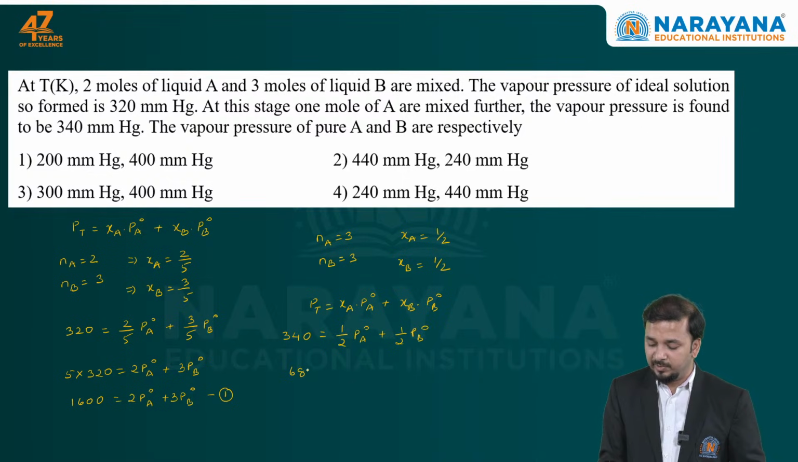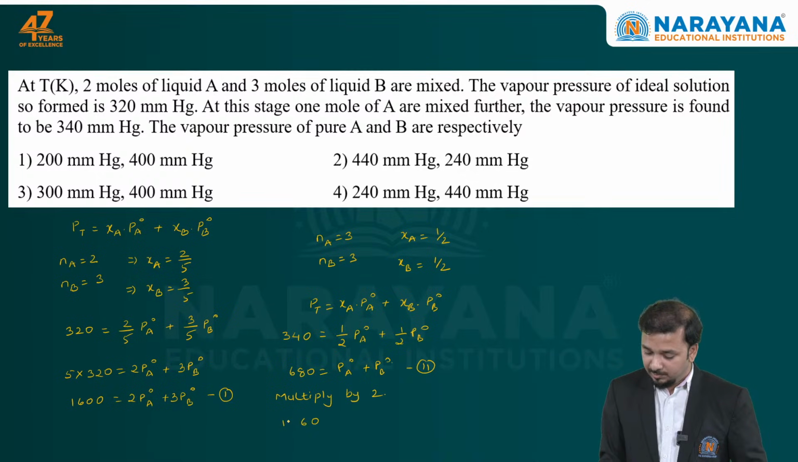So we'll get 680 is equal to Pa naught plus Pb naught. So this is equation 2. Now if I solve using equation 1 and equation 2, what we can do is multiply this by 2. So we'll get 680 into 2, which will be 1360, that is equal to Pa naught plus 2 Pb naught.